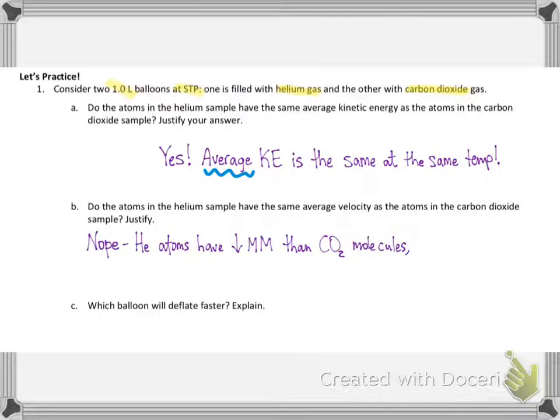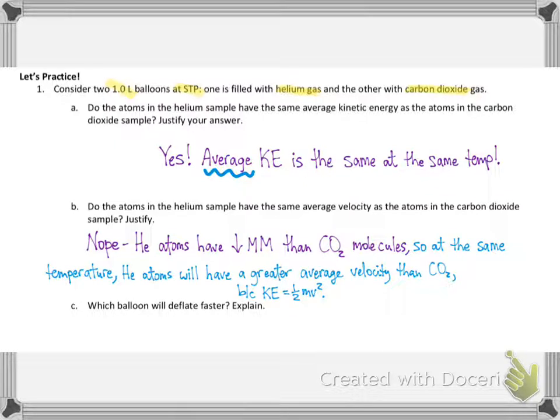Well, in this case, hopefully you recognize that no, they do not have the same average velocity because helium atoms have a lower molar mass than carbon dioxide molecules. So, at the same temperature, helium atoms will have a greater average velocity than carbon dioxide, and it's because the kinetic energy is equal to 1/2 mv squared. And I do actually see AP answer keys like that. They're like literally because kinetic energy is 1/2 mv squared, and that's enough. You don't have to actually do the math.